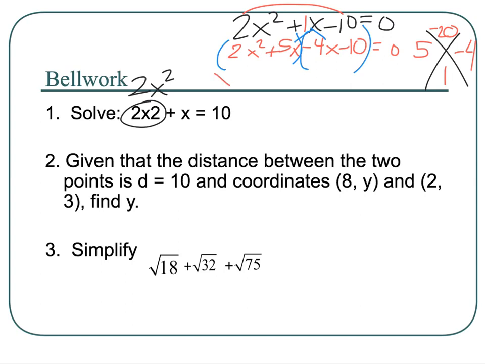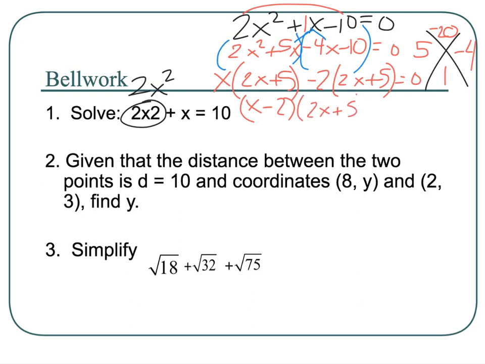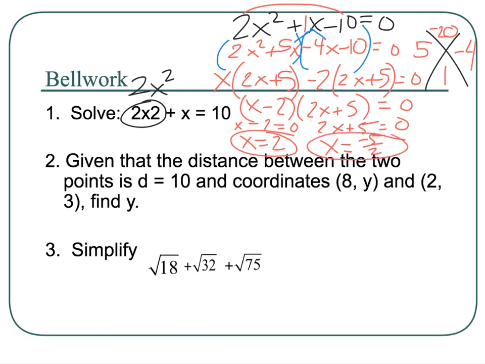Okay, so in this first one I can only take out an x, and I'm left with 2x plus 5. And in the next one I can take out a negative 2, and I'm left with 2x plus 5. It is not a coincidence that those two are the same. So I have x minus 2 and 2x plus 5, and that equals 0. So if I solve it, x minus 2 equals 0, so x equals 2. And then 2x plus 5 equals 0, and I'll subtract 5 and divide by 2 to get x equals negative 5 halves. Boom, those are my two solutions.